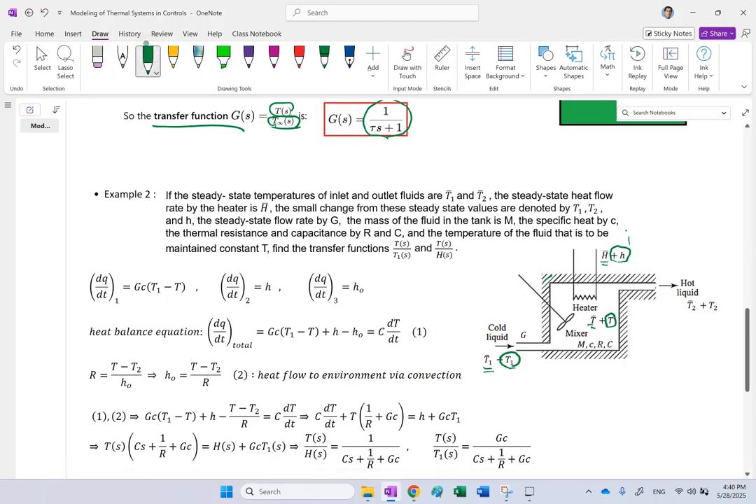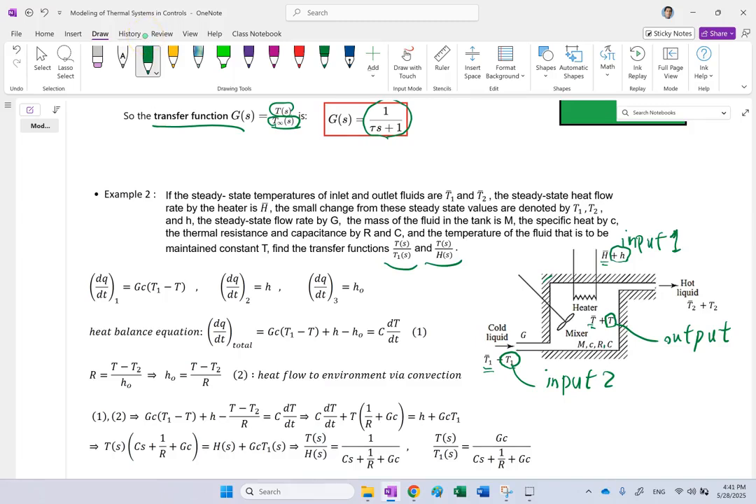So this is input number 1 of the system. This one is input number 2 of the system. These are the two controls I have. And the output of the system is that temperature T that I care about. Since I have one output and two inputs, I clearly need to find two transfer functions. One is T over H, the other one is T over T1. So I want to find both of these transfer functions.